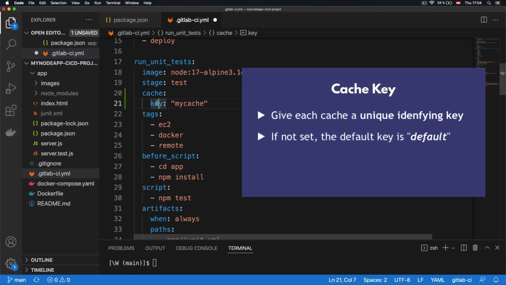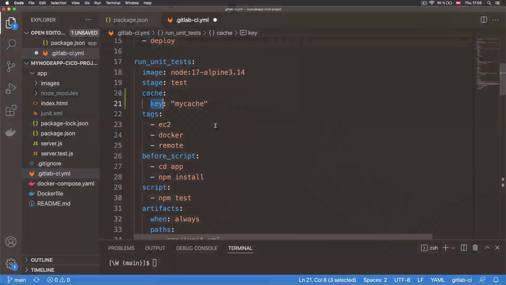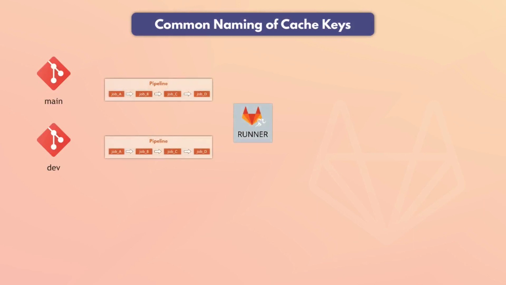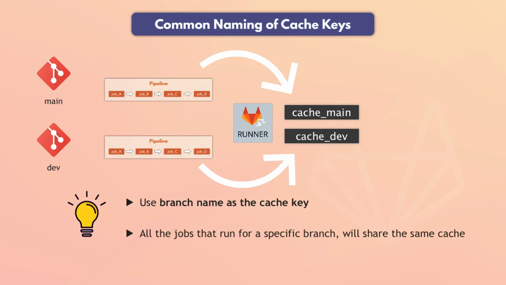And the cache key is actually very useful because it will ensure that you are fetching the right cache for the job, because you can have multiple caches, and of course you need to make sure you're using the right one for the other jobs. A common use case for naming the keys of the cache is when you have multiple branches and you're running pipelines for all those branches, you can use the branch name as the cache key. So this way, whenever the pipeline gets executed for a main branch, then all the jobs that run for that specific branch will use the same cache and not a cache from another branch.